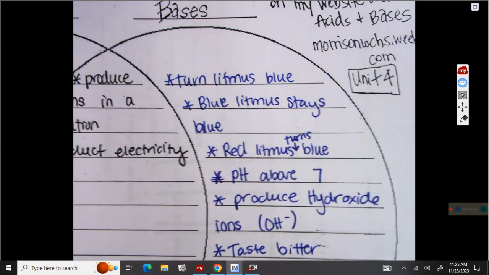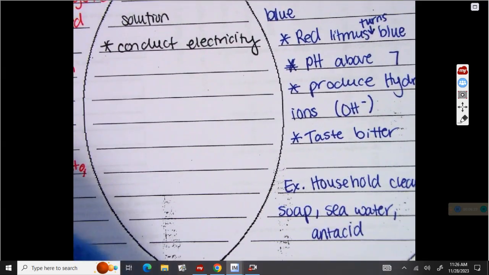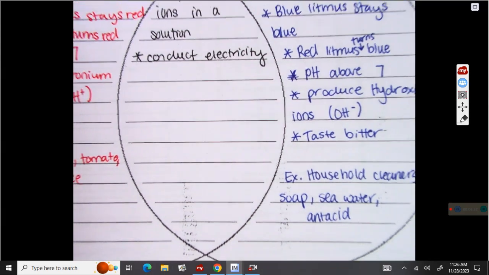And your examples are your household cleaners. So, your soap, your detergent, your dish soap, your floor cleaner, your spray cleaners, your window cleaner, those are all basic. Your oven cleaner and drain cleaner are very strong bases. Seawater or ocean water is also a little bit basic. And antacids are bases. Those are the ones we use to neutralize our stomach acid. And it doesn't come to a complete neutral, but it will come pretty close. I'm going to zoom out so you can see all of it together.